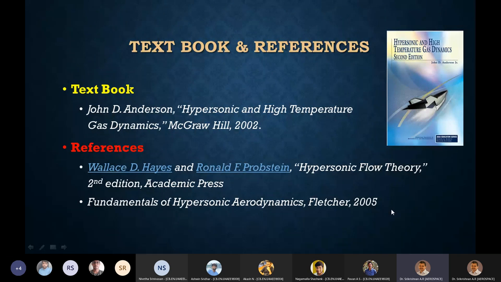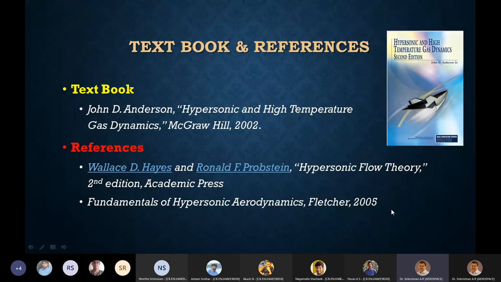Actually, it is listed as a textbook, and it's a fairly good treatment of hypersonic flow, the various methods of formulations and their applicability, their disadvantages, shortcomings, and strengths, etc. So it's a good textbook. And there are other textbooks.